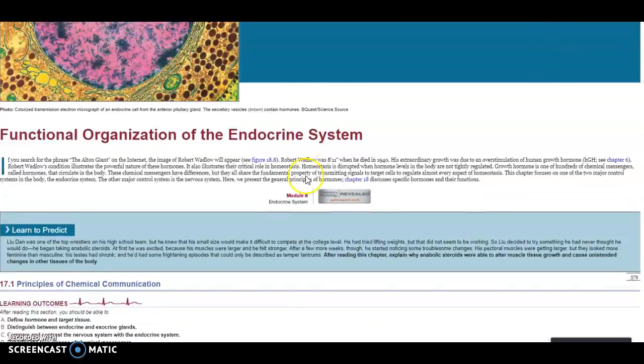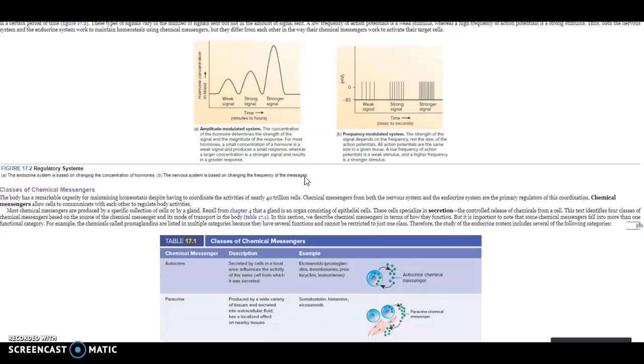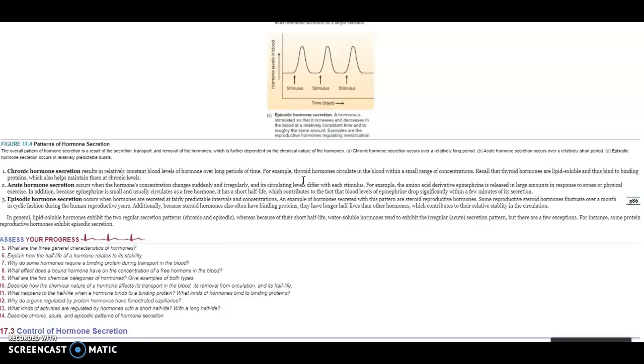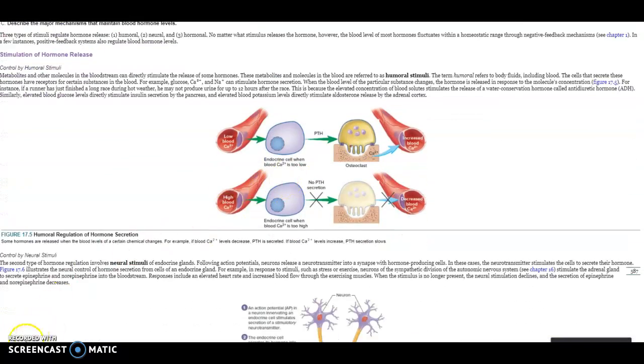Remember, your textbook is already available in your Blackboard site. You're going to have all of this material available in your website.